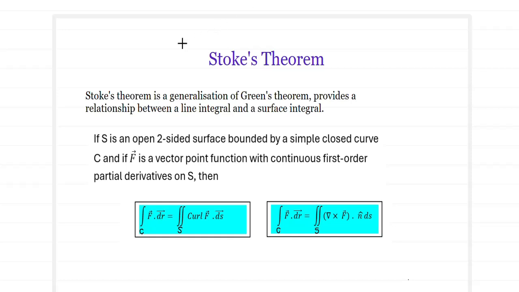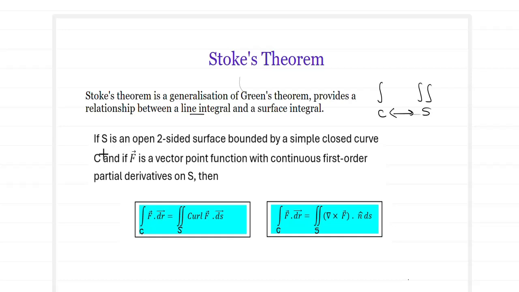Stokes theorem can be viewed as a generalized form of Green's theorem. It provides a relationship between a line integral and a surface integral. A line integral is one which we denote by single integration. A surface integral is something which we denote by double integration. So, the relationship between C and S, the curve and the surface, is brought out through Stokes theorem.